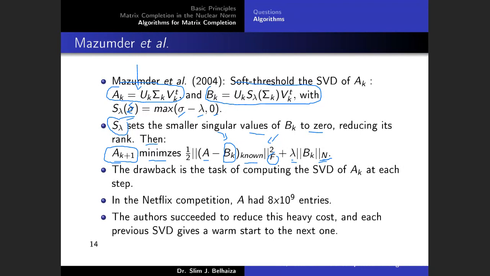This method by Mazumder et al. in fact has a drawback, which is that the task of computing the SVD here, the first part, is quite important. It takes some time at each step. For example, in the Netflix competition, they had how many entries? It had 8 times 10 to the power 9, which is quite huge. But the others somehow succeeded to reduce this heavy cost, and each previous SVD gives, in fact, a warm start to the next one. So they're using the previous SVDs in the next one. They tweaked the algorithm a little bit to work much better.